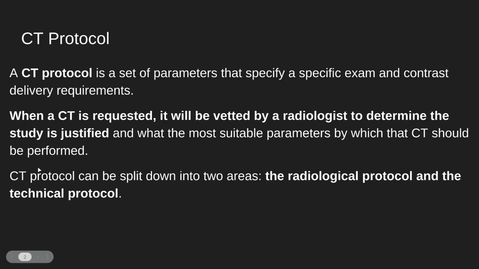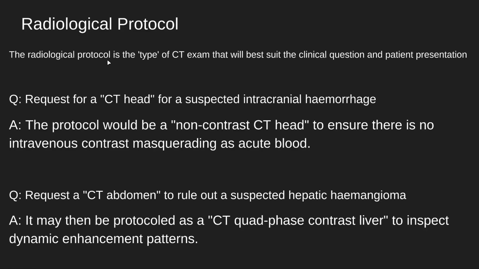And of course, when it comes to protocols in general, they can be divided into two areas. Regarding CT, they're divided into radiological protocol and technical protocol. Regarding radiological protocol, it's the type of CT exam that will best suit the clinical question and the patient's presentation. So, as an example, we have a request for a CT head for a suspected intracranial hemorrhage. So, the answer here would be CT brain with non-contrast to ensure there is no intravenous contrast masquerading as acute blood. So any case of head trauma, bleeding in the head, really anything in the ER with a CNS issue, you would order a CT brain without contrast.